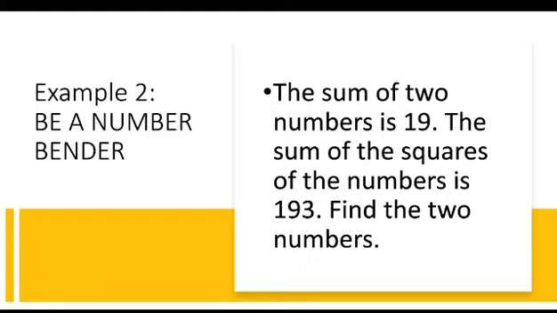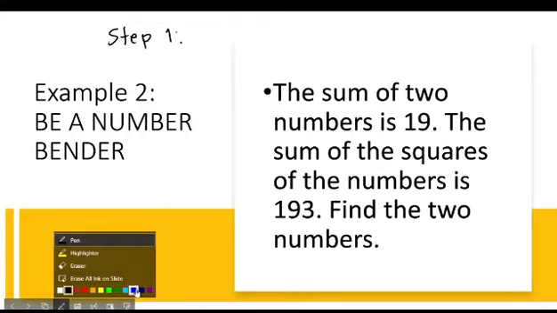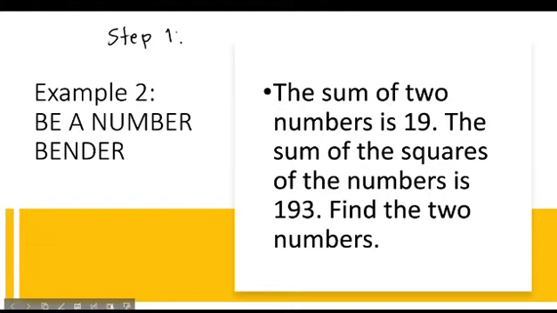First, let us read and understand the problem. So for step 1, we will have to read and understand the problem first. And we're going to devise some representation. So we let a variable for this condition. The sum of two numbers is 19. The sum of the squares of the numbers is 193. Find the two numbers. So let us have first the representation of the two numbers.